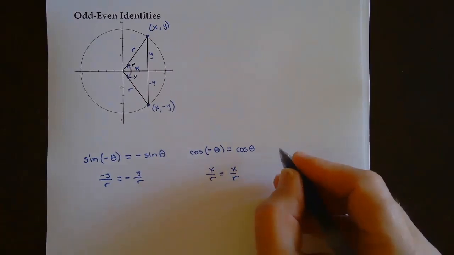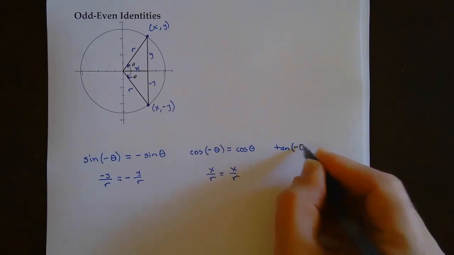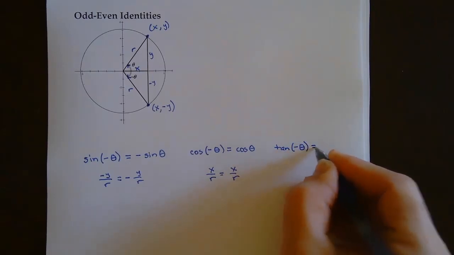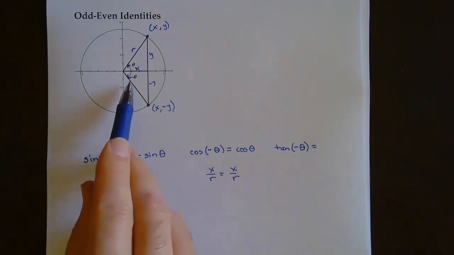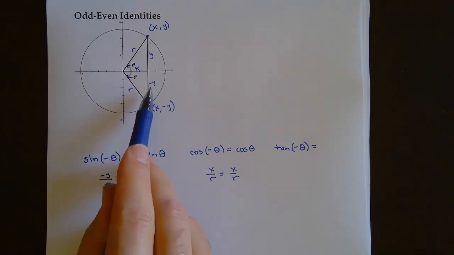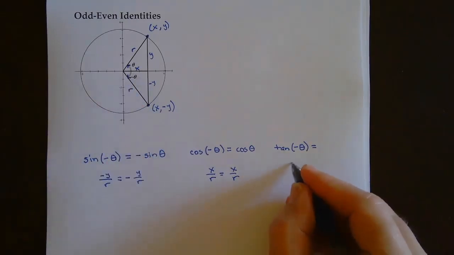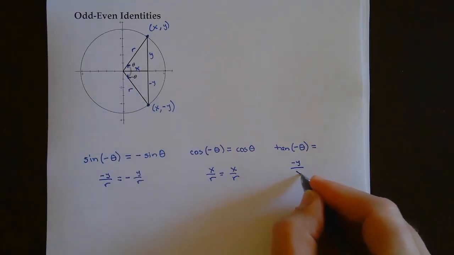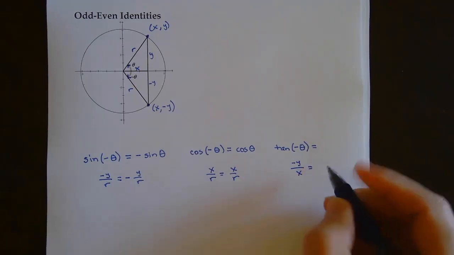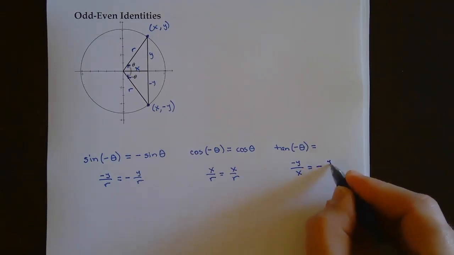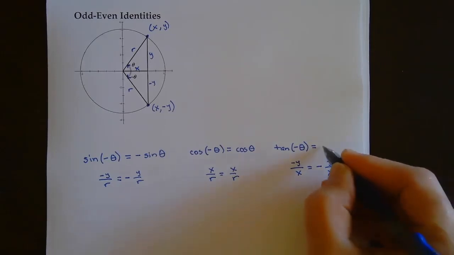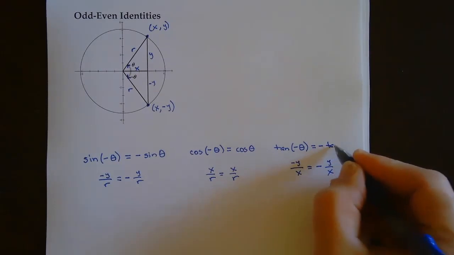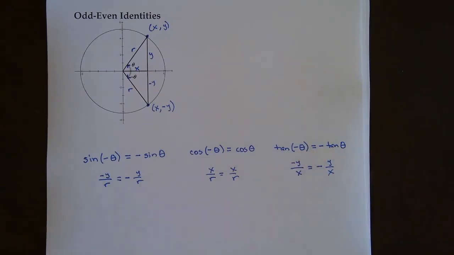How about tan of negative theta? What is that going to be equivalent to? Well, tangent of negative theta, going from our negative angle theta, would be negative y over x. So that would be equivalent to negative y over x. Well, what's y over x? Well, that's tan of theta. So this is equivalent to negative tan of theta.